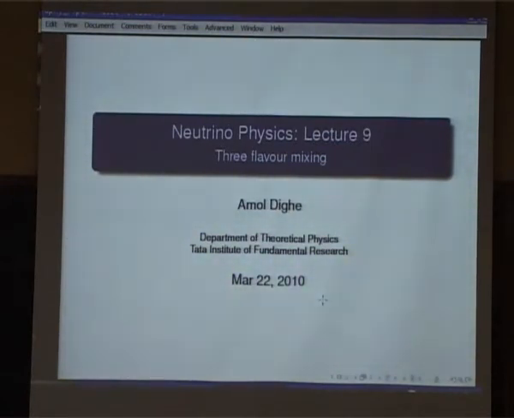So although these two seem to be two neutrino oscillations, actually, whatever happens should be in terms of three neutrino oscillations. So what we will try to do today is try to fit the solar and the atmospheric solution in terms of two neutrino solutions.